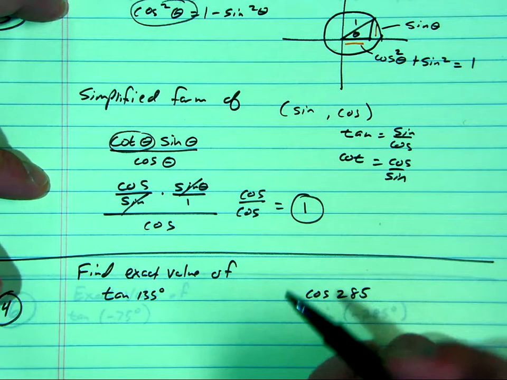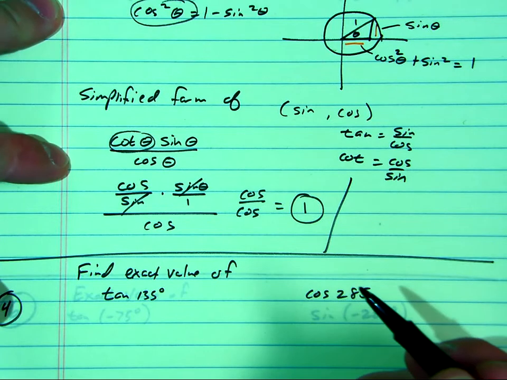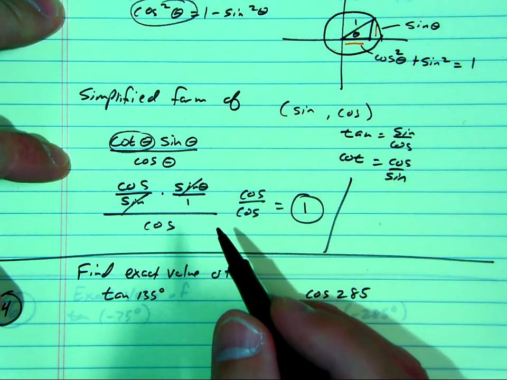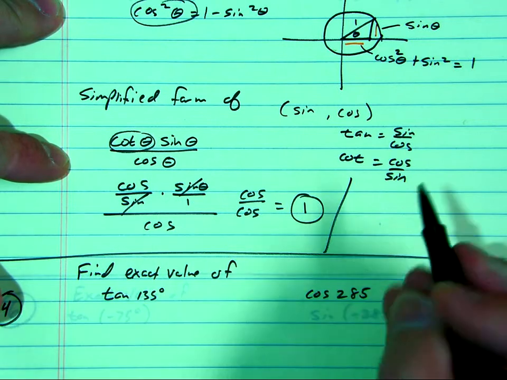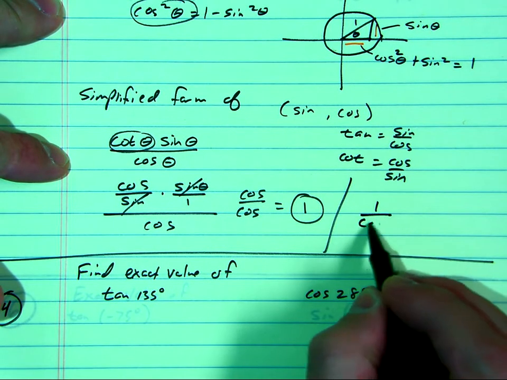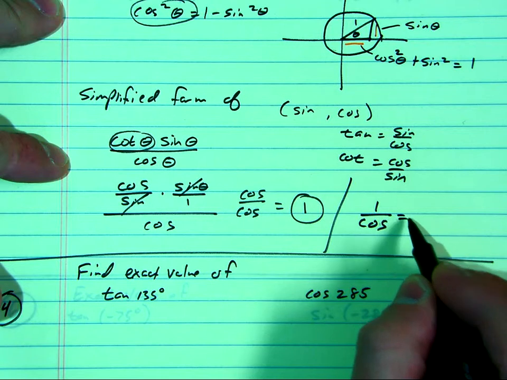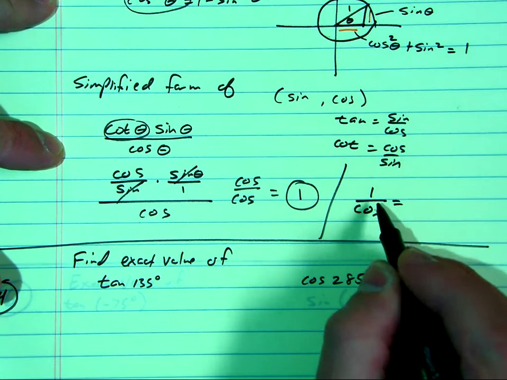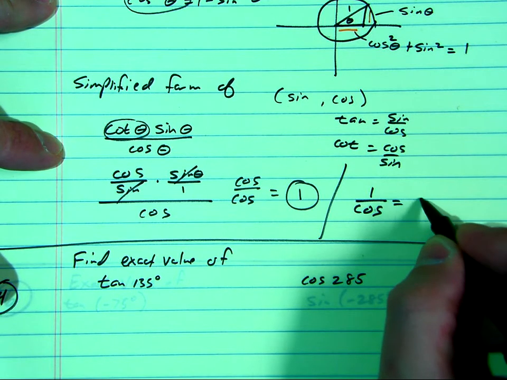What would happen on a separate problem? I'm just spitballing here, just brainstorming. What would happen if instead of this, everything on the top canceled and you were left with 1 over cosine? How do I express that in a fully simplified form? What is 1 over cosine otherwise known as? Starts with an S, rhymes with ecant, secant.